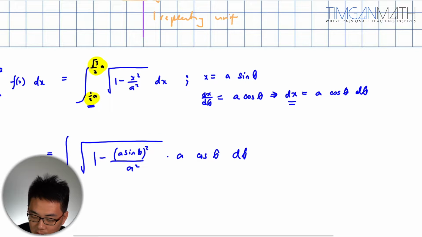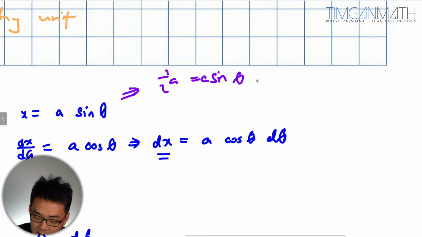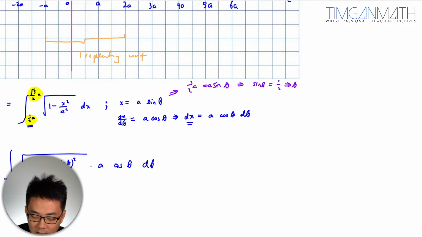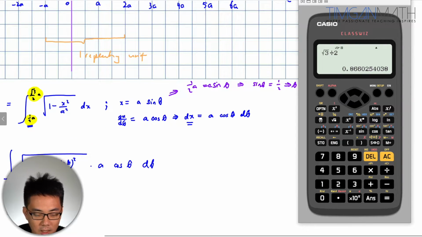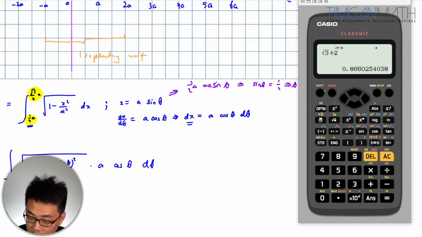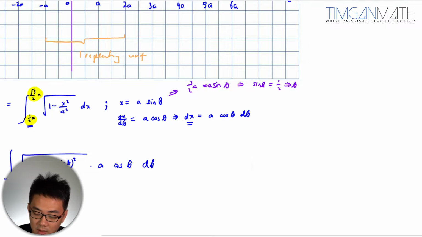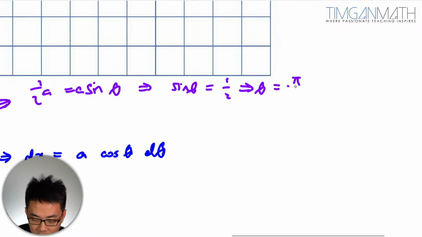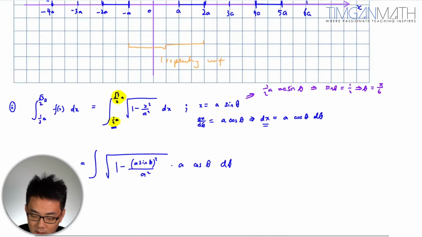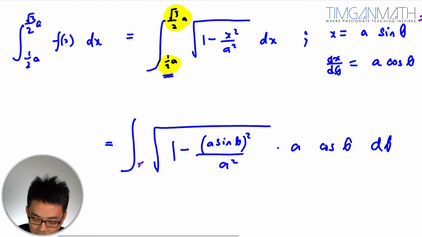I would suggest changing the boundary, because at this juncture you should just follow a set of fixed rules here. This is easier for you. So a sine theta, this will give us sine theta equals half. So this theta here, sine theta half is actually 30 degrees, right? So sine inverse half will be 30 degrees, which is actually just pi over 6. So this is pi over 6.